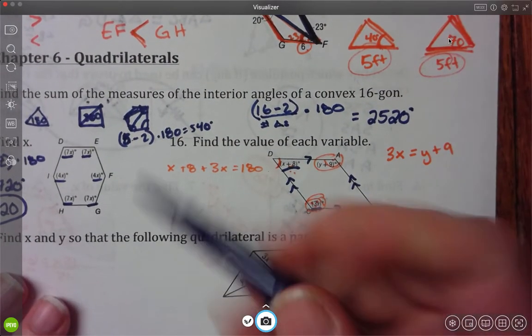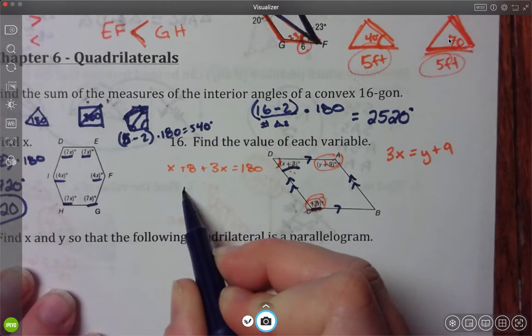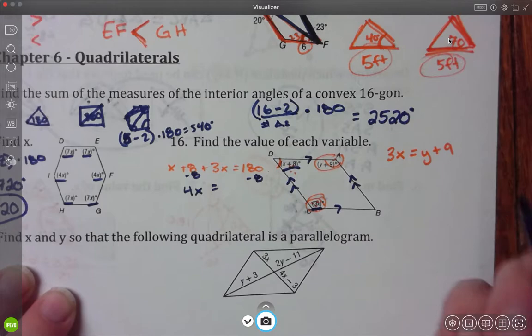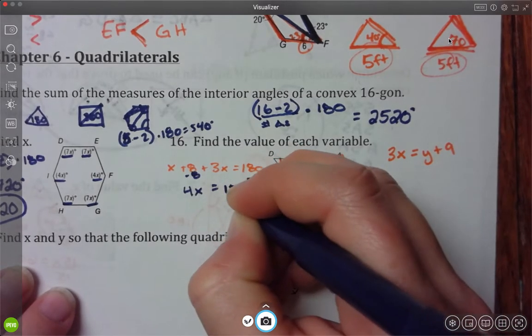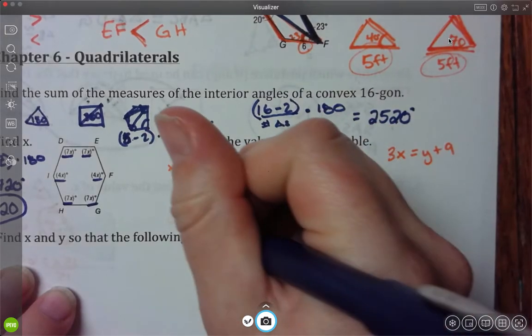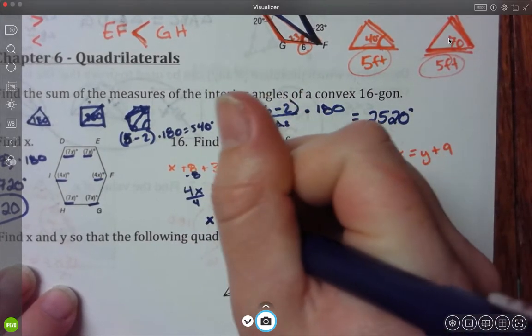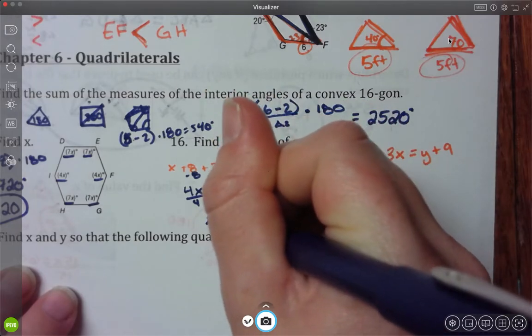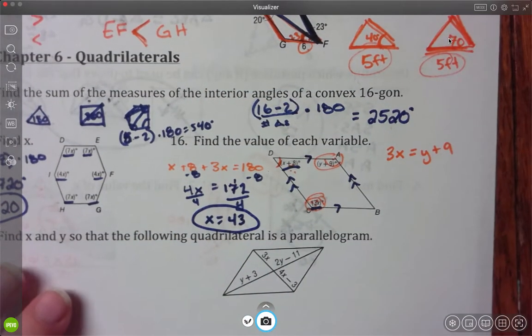Okay, so that's kind of how that works, all right? And then we just put stuff together. So x and 3x is 4x, and I'm going to subtract the 8 to the other side. So 180 minus 8 is 172, I think. And if I divide by 4, let's see if I can do that in my head. 17 divided by 4 is 4, because that's 16. 12 divided by 4 is 3, so 43 is what x is.